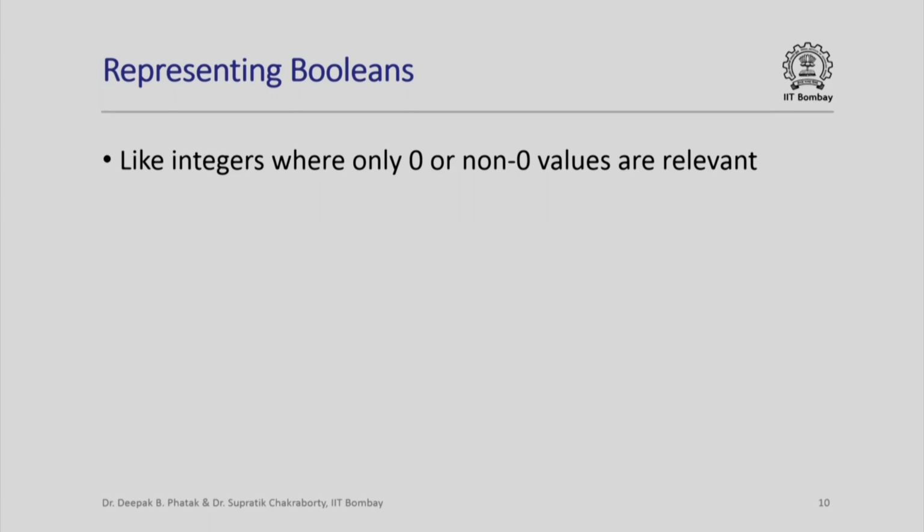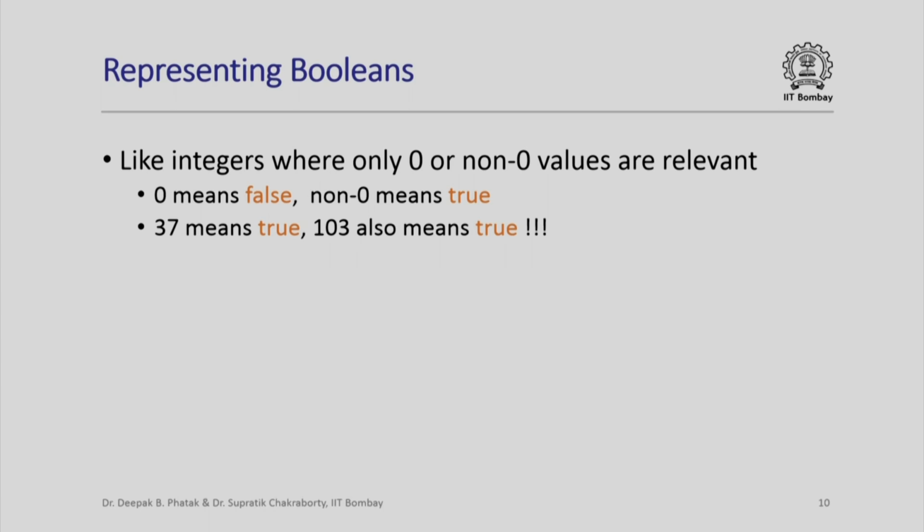Now, how do we represent Booleans inside a computer? The Booleans are just like integers where we are only interested in whether they have the value 0 or non-zero. So if it has the value 0, we say that the Boolean has the value false. If it has a non-zero value, we say that it is a true value. Thus 37 could mean true and also 103 could mean true. Any non-zero value would mean true.